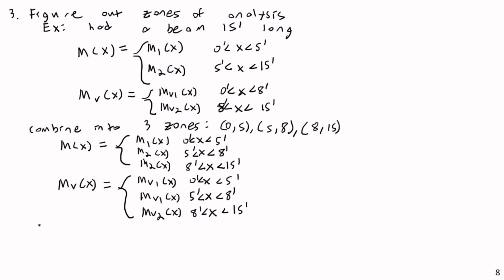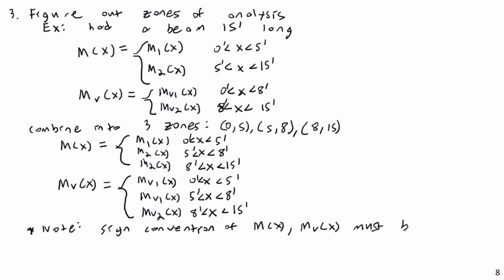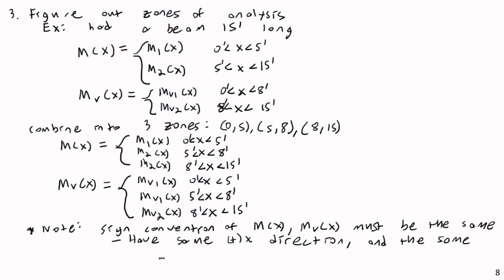Okay, some other things on this. Other notes. Note: the sign convention of M of x and Mv of x must be the same. In other words, they have to have the same positive direction, positive x direction, so like maybe positive to the right, and the same origin point. So again, they have to have the same origin. The x equals 0 has to be x equals 0 for both of them.